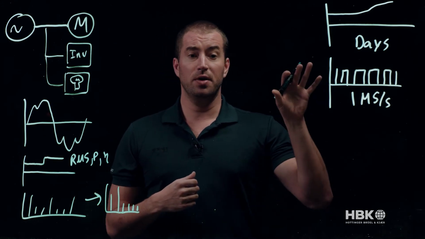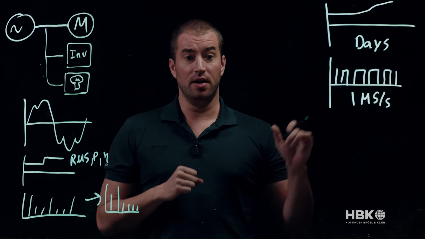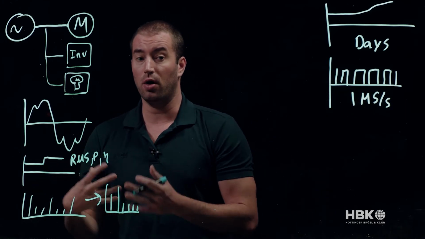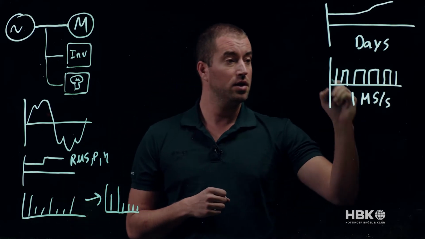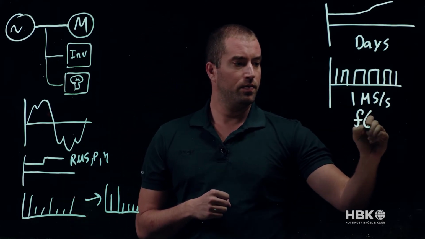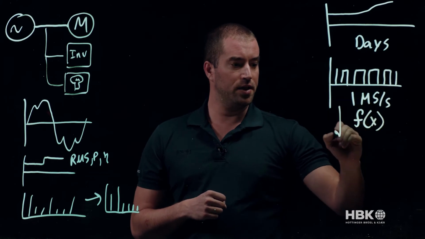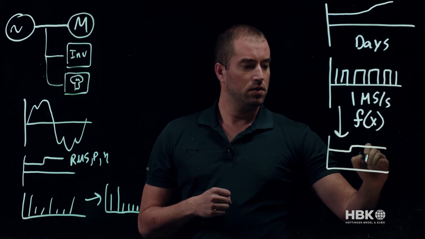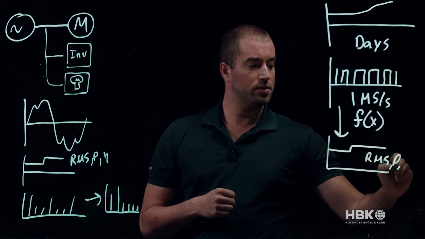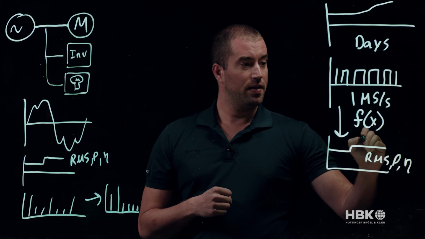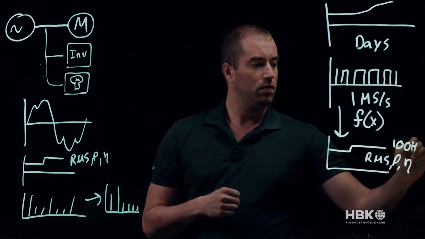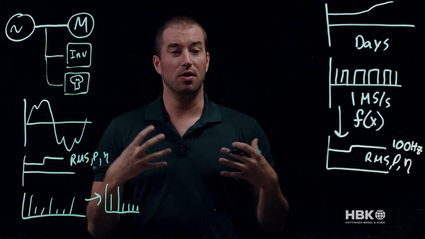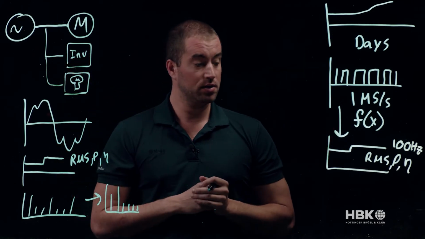So what we need to do is take this megasample data and run it through calculations to get to things like our RMS, our total harmonic distortion, or our individual harmonics. So through math, we can take this megasample data and refine it down to RMS values, power values, efficiency values that are maybe at the 100 hertz level. And measuring many signals at 100 hertz becomes reasonable for days, weeks, months.